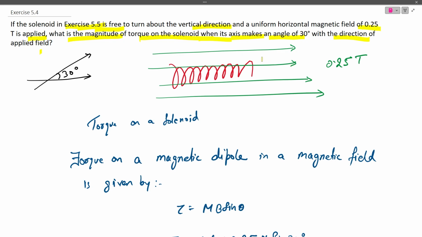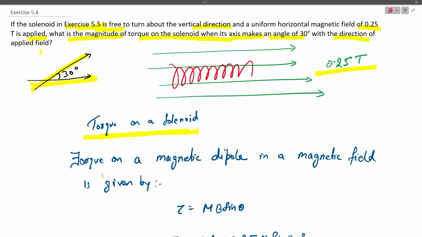So we can assume the problem to be like this: the magnetic field is from left to right direction with 0.25 Tesla magnitude, and the solenoid is making 30 degrees. The axis of the solenoid is making 30 degrees with this magnetic field. Now we have to find out the torque on the solenoid.